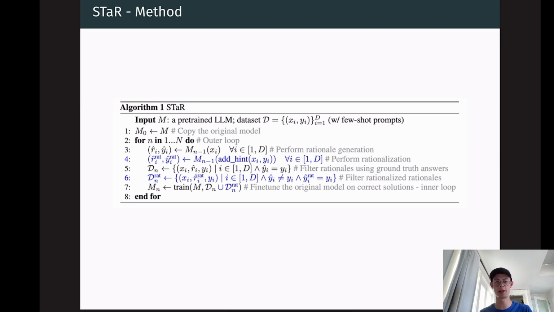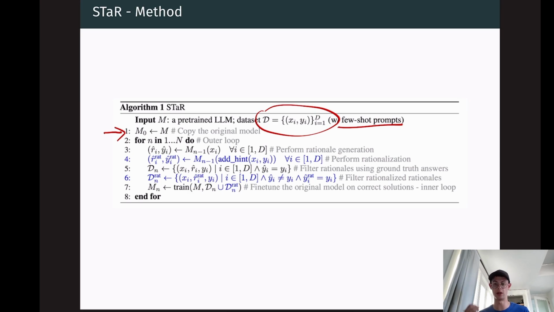So it's quite a simple algorithm, and all that we need is we're assuming that we have some data sets of inputs and outputs for whatever problem we're trying to solve. And we're also going to assume that we have some, let's say, 10 rationale examples of how, given X, you get to Y. And those are going to be used as few-shot prompts. So what we do is we just start with the initial model and we copy that to M0.